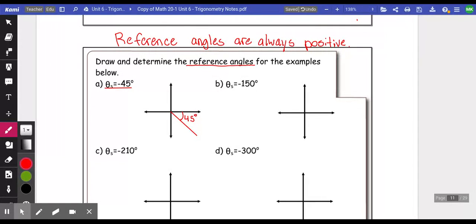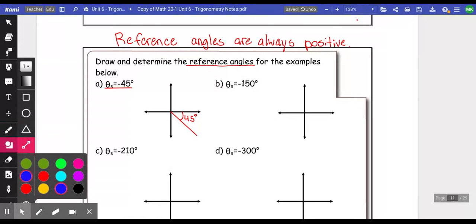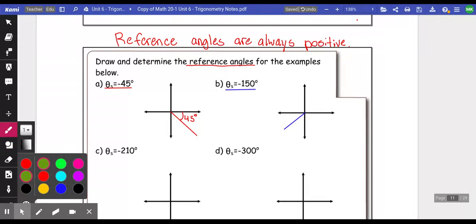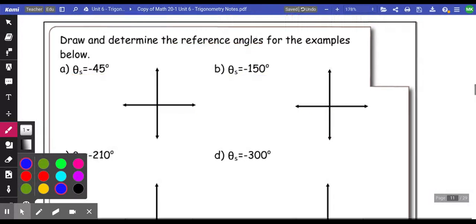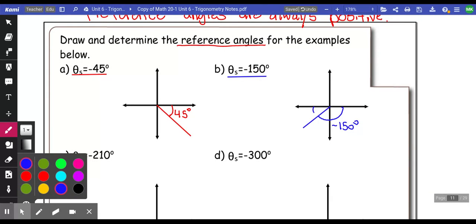Awesome. If we look at B, they've gone backwards 150 degrees. So if you started here and you rotated backwards, this would be 90 degrees. This would be 180. We want to go negative 150, which is right about there. This is negative 150 degrees. To find the reference angle, it's in between the x-axis and the terminal arm.